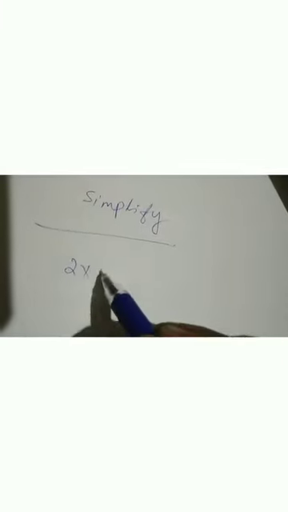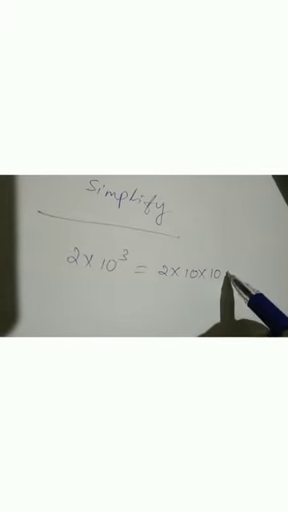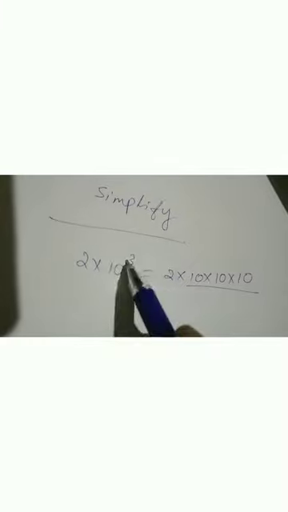The next part is simplify. Other two questions, one question you can do yourself. Then simplify 2 times 10 raised to 3. That is 2 times 10 times 10 times 10. How many times? 3 times. So 2 times 1000, the value is 2000. This is the simplification. We have to find the value.